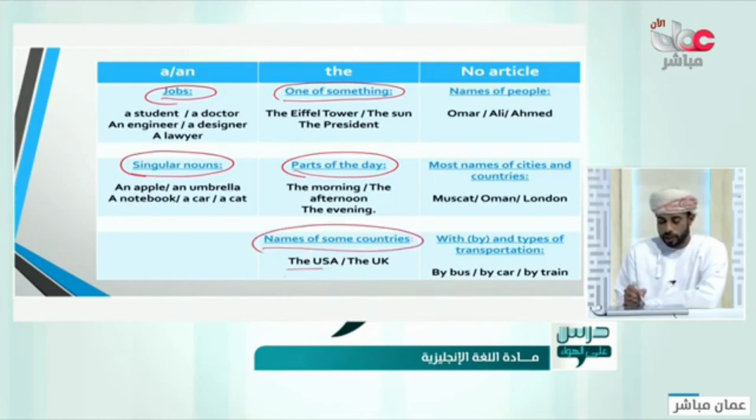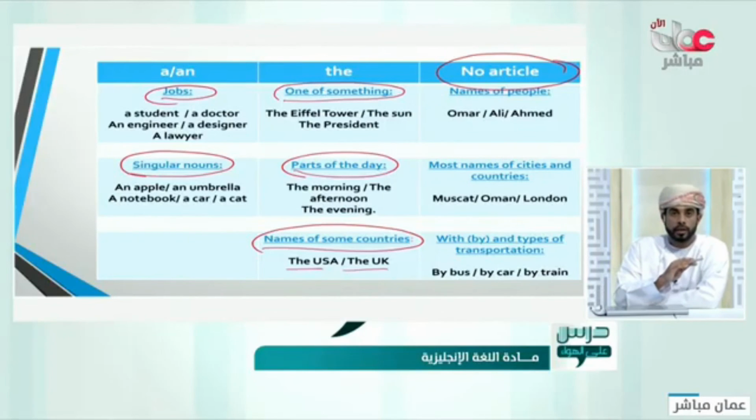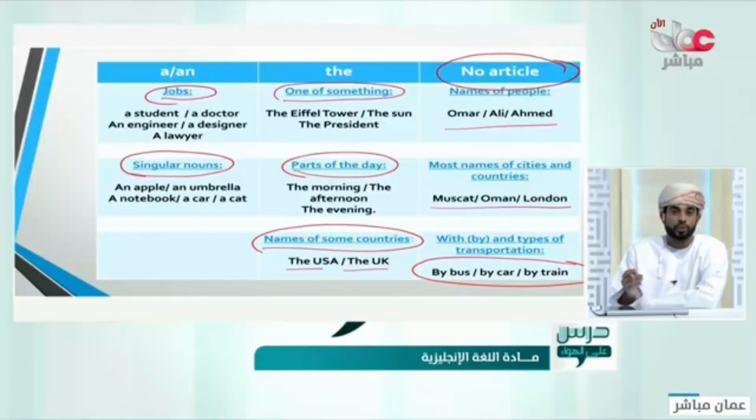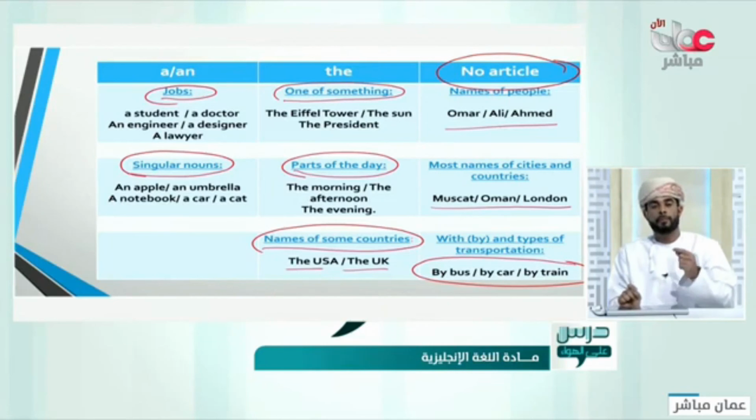But we use no article, neither "a" nor "the", with, for example, names of people, names of countries and cities, and with the word "by". We don't say "by a bus", no, "by bus", by car, by train. Don't say "by the train". You can say "by the train" if you mean a specific train, but we don't say "by a train", no, by train. Okay?